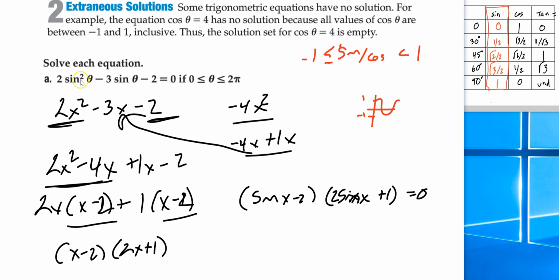Again, all I did was factor that. How do I factor it? I just ignore the signs, make them like x's, factor like normal, then plug your signs back in. So now we're going to solve this. We're going to split and solve. Sine x minus 2 equals 0. 2 sine x plus 1 equals 0.